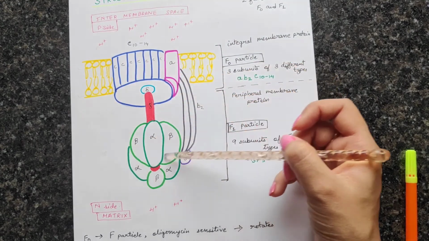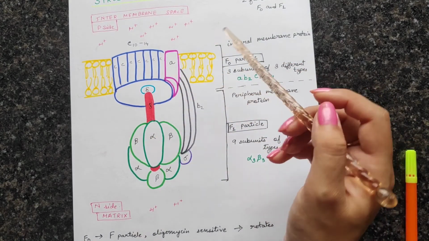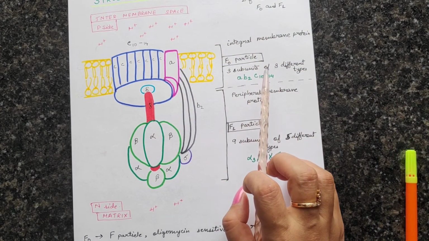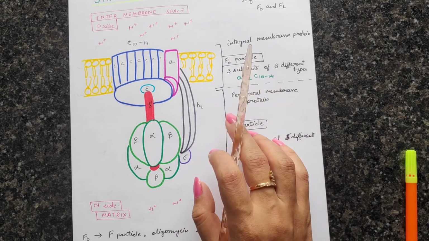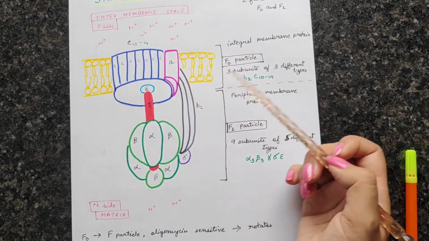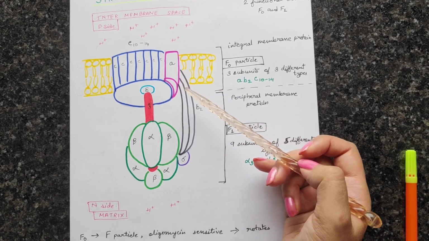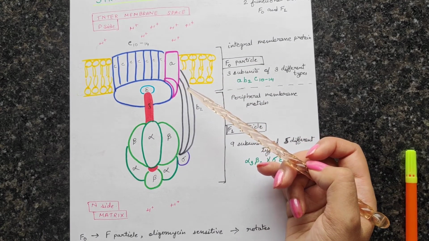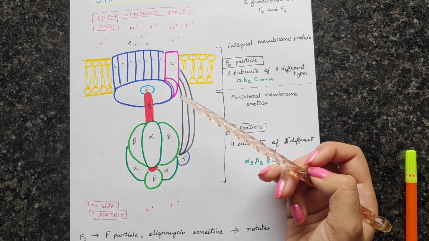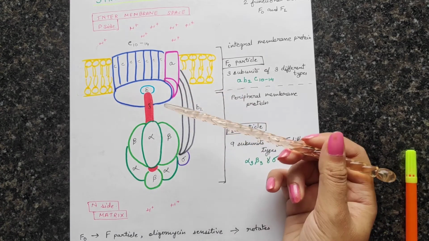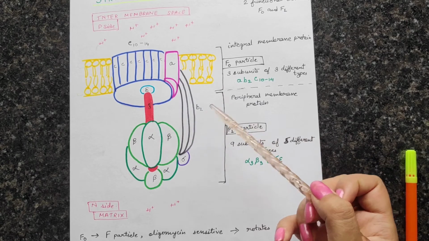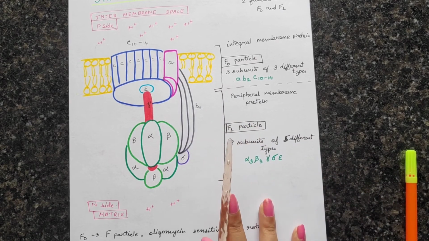That's why in most of the books you will find this in the inverted form. So please do not get confused. Now, since I have already discussed the structure of this ATP synthase, I will discuss the function of this ATP synthase. How does it function and how does it produce ATP?